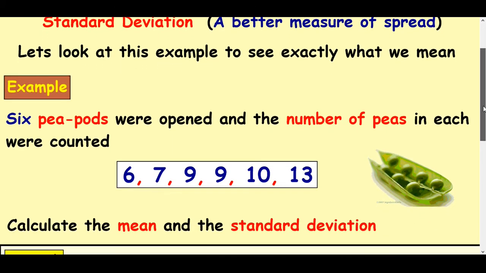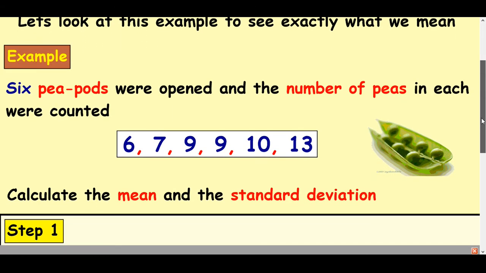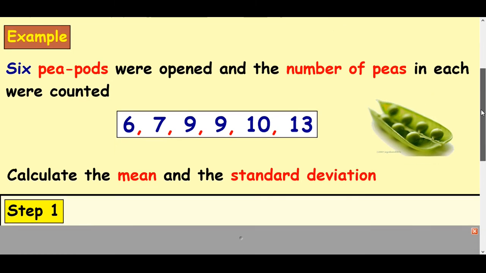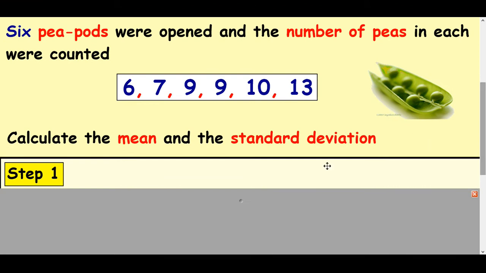So I've got an example here. It says 6 pea pods were opened and the number of peas in each were counted. One had 6, one had 7, 9, 9, 10, and one had 13 in it. This one had lots in it. The question is, calculate the mean and then calculate the standard deviation.